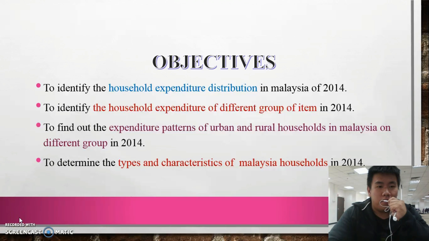This is our objective for our survey. Our first objective is to identify the household expenditure distribution in Malaysia of 2014. Our second objective is to identify the household expenditure of the different group of items in 2014. Our third objective is to find out the expenditure pattern of urban and rural households in Malaysia on different groups in 2014. The last one is to determine the type and the characteristics of Malaysian households in 2014.